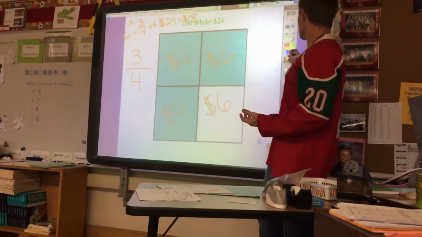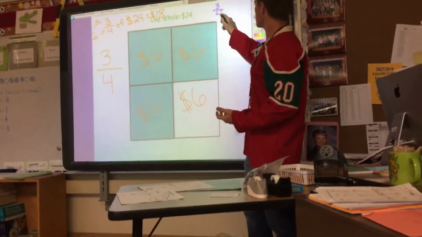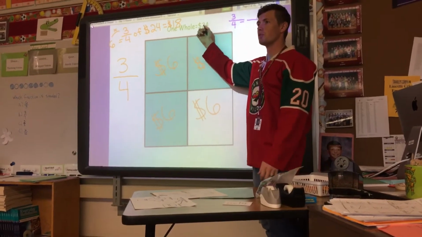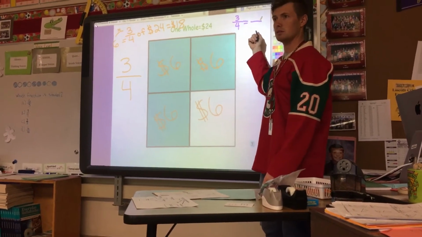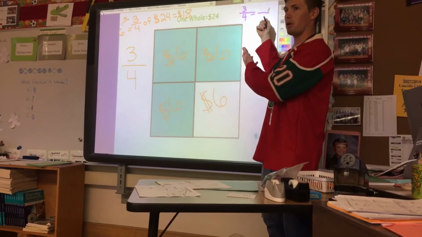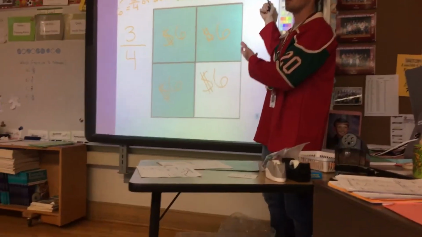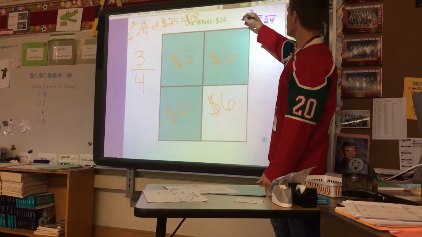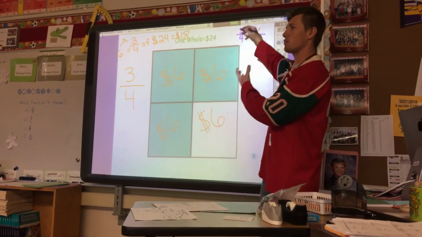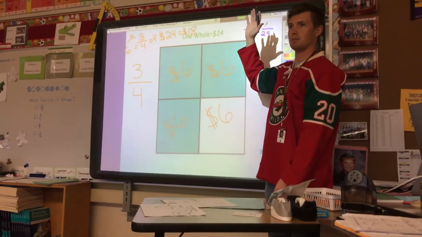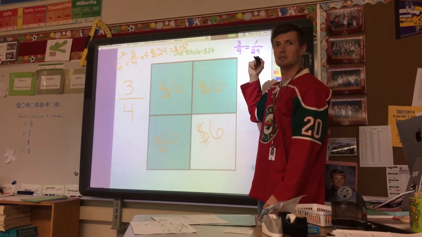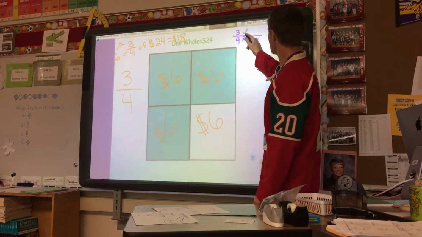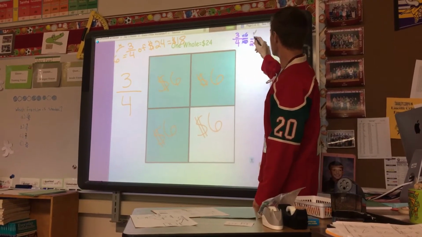Or a strategy using equivalent fractions. 3/4 is equivalent. Well, is 24 my part or my whole? What's 24? My part or my whole? My numerator or my denominator? Brenna? My denominator is 24. How can I multiply or find an equivalent fraction? What am I multiplying by? Emily? You can do 4 times 6 is 24. And then you can do 3 times 6 is 18.